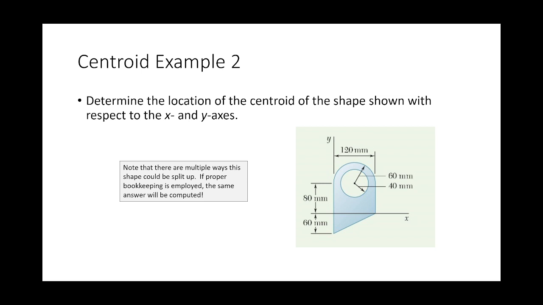I want to determine the location of this centroid right here, or sorry, of this shape right here. I think you're going to find, again, this is pretty straightforward, pretty simple. In this example, I'm going to split this shape up in what I would call the easiest way possible. But I want you to recognize that there are actually multiple ways that you could split this shape up, multiple ways that you could divide it up and partition it.